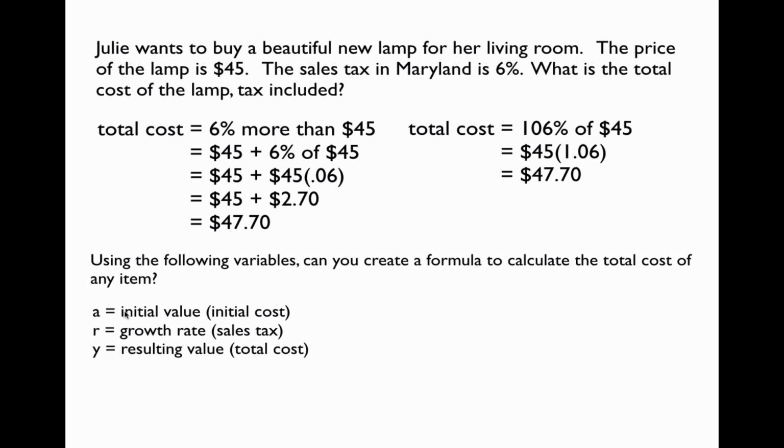If we generalize this situation using the variables A for the initial value, R for the growth rate of the sales tax, and Y for the resulting value of the total cost, you get two viable equations. Y equals A plus A times R, and Y equals A times 1 plus R. And all we've done is use the distributive property to factor out this A to get this second equation. All right, and you'll see why this second equation represents this second approach, and this first equation represents this first approach. And this second equation is the model that we're going to use and build upon.